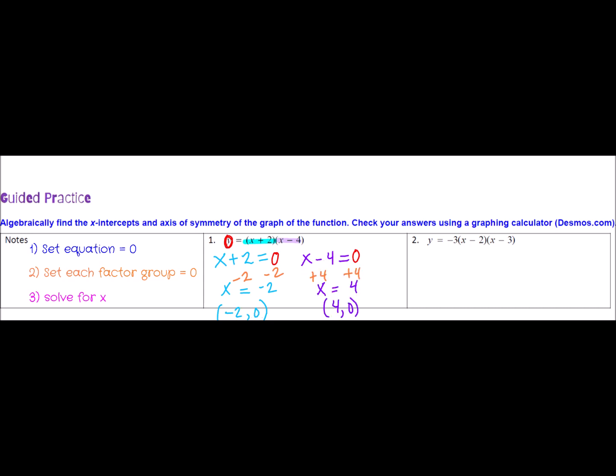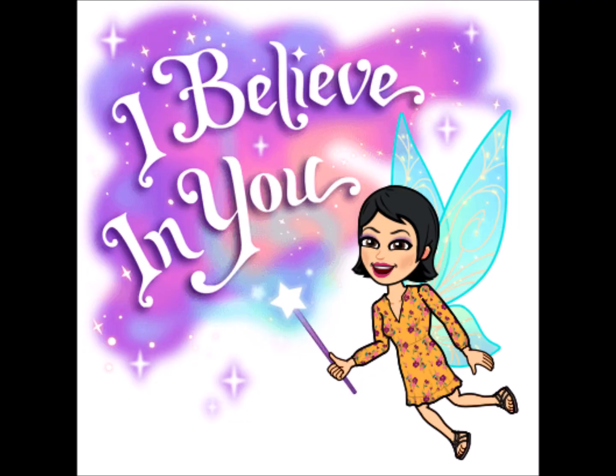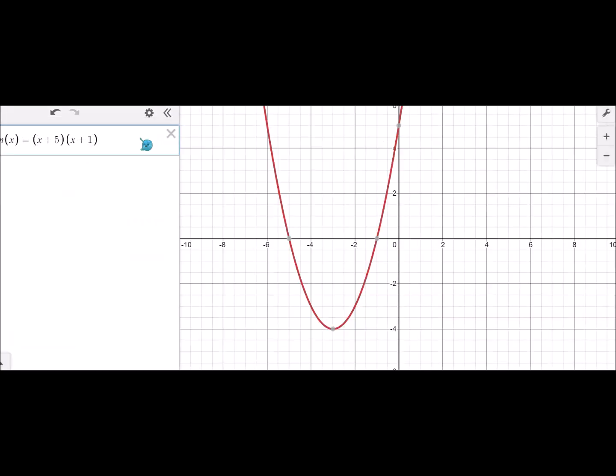Okay, so now it's your turn. Try number 2. All right, so here we are. Here's my function, and if you notice, the vertex is at -3, -4. The zeros, which is what we practiced earlier, but I hope you could do mental math here. And then it's opening up.